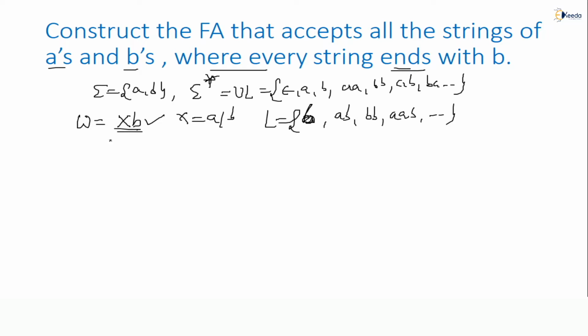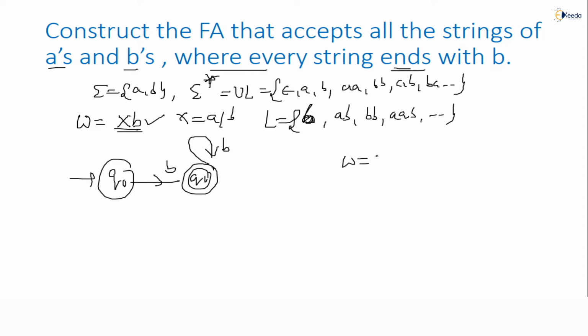As I mentioned, for the construction of the FA, you should think about B. First, give a transition for B. Suppose Q0 on B goes to Q1, since it is ending with B only. Make Q1 a final state. Any number of B's come, that must be accepted. Suppose W equals B, we accept. AB ends with B, so it should accept, correct?